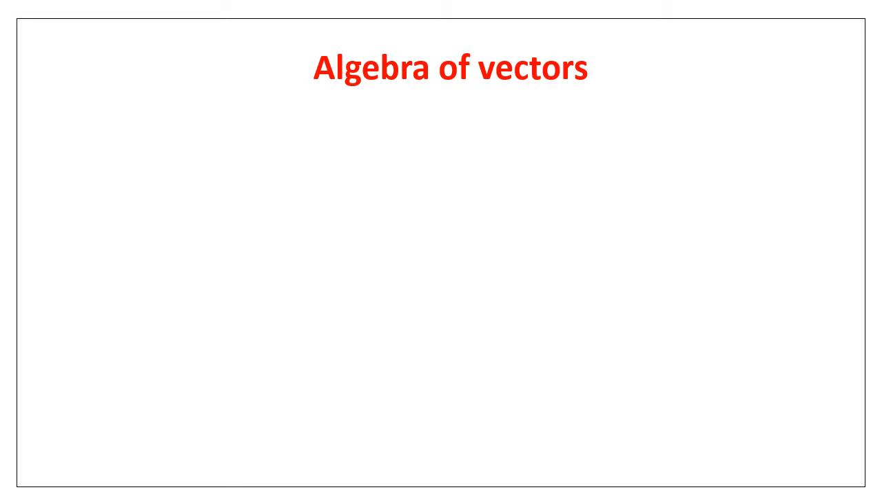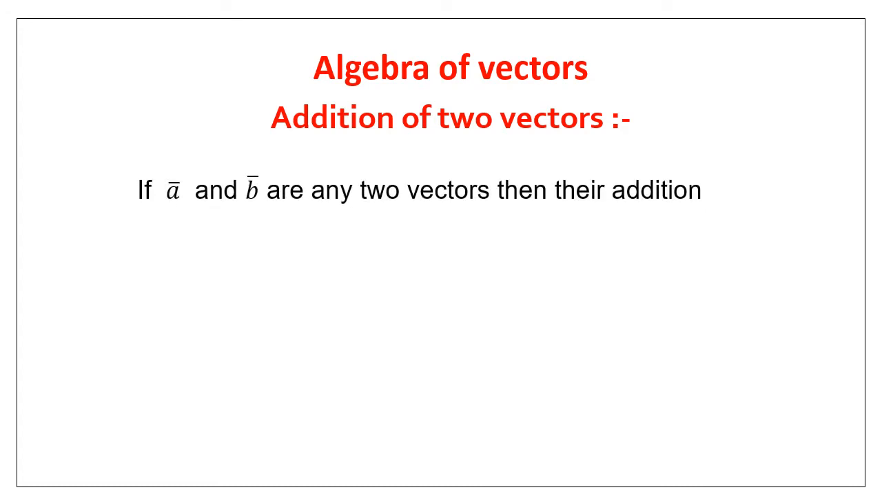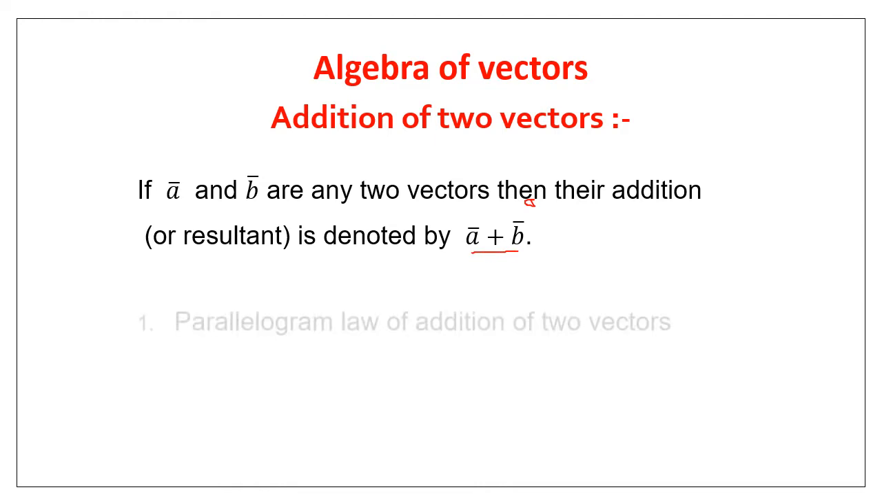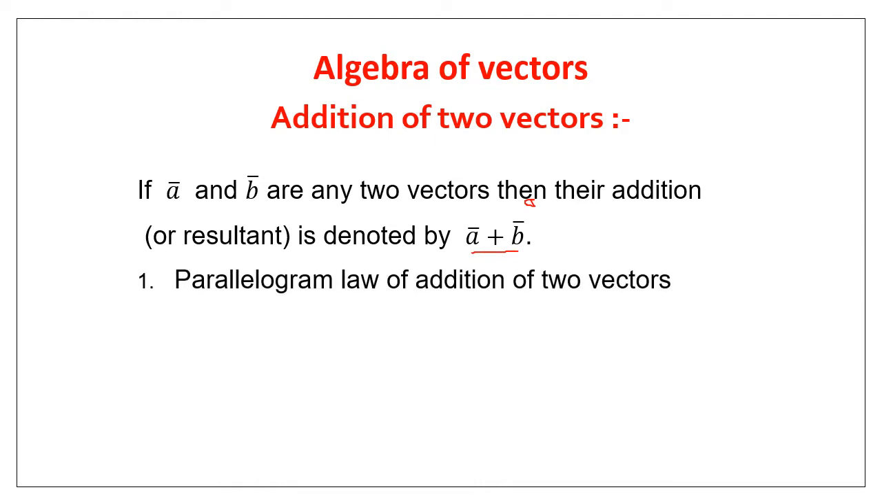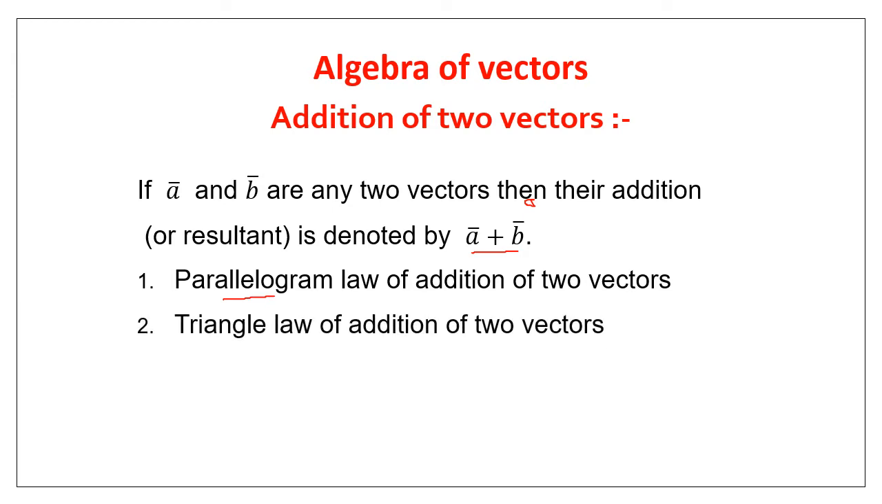In algebra of vectors, first of all we will see addition of two vectors. If a bar and b bar are any two vectors, then their addition or resultant is denoted by a bar plus b bar. There are two laws of addition of two vectors. First one is parallelogram law of addition of two vectors and second is triangle law of addition of two vectors. We will see it one by one.